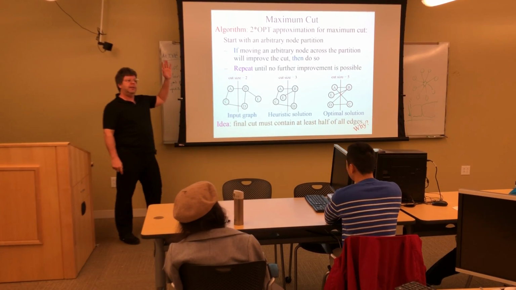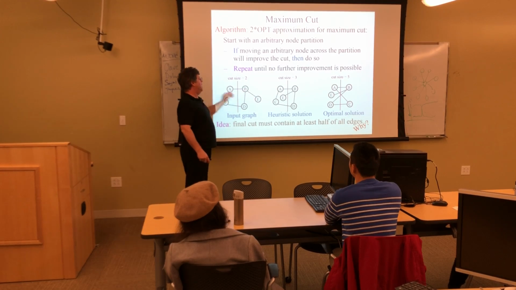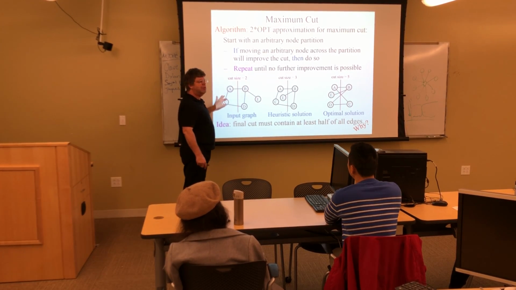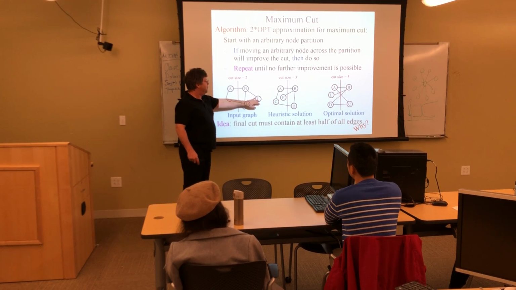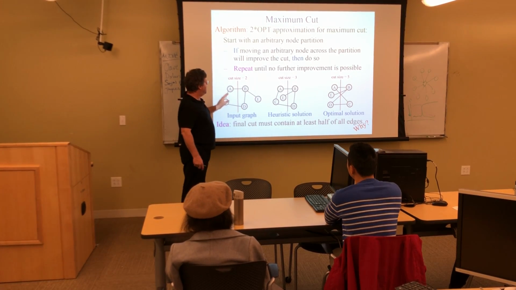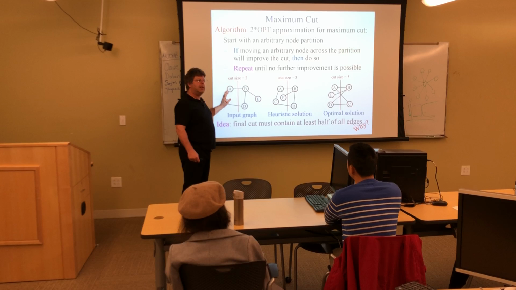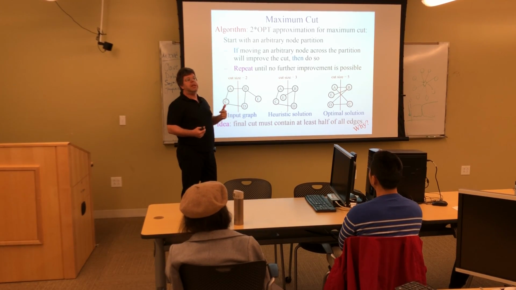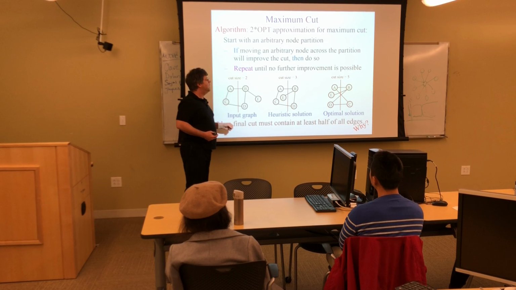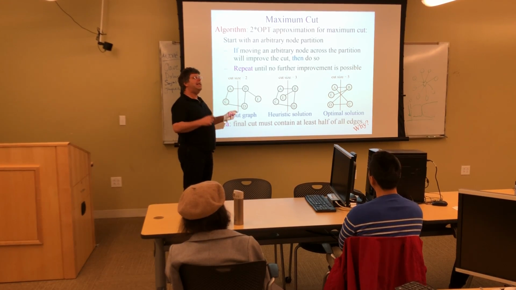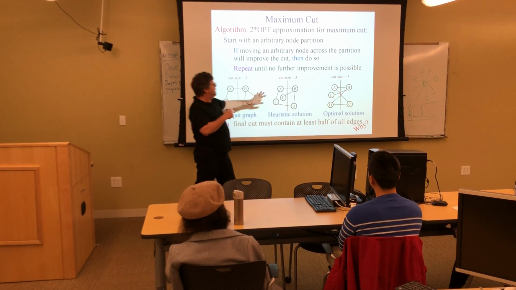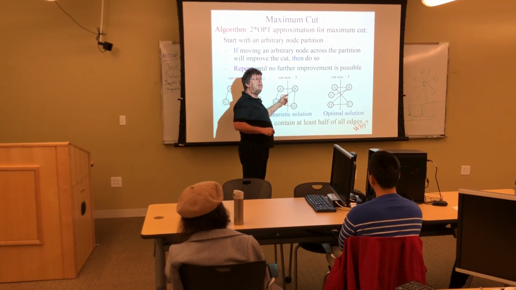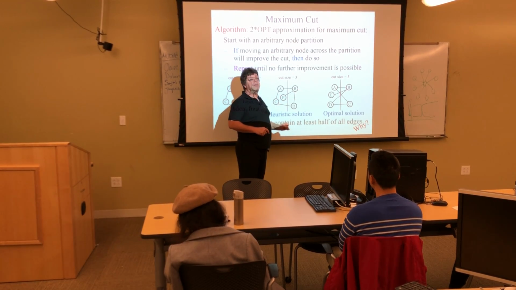How many get that? Because all of its neighbors will become non-neighbors, and all of its neighbors on its side will contribute to the cut, and all the nodes on the other side will subtract from the cut, and so the difference between the two will be the net gain in the size of the cut once you move that node across. So basically, at least when everything is finished and the algorithm ends, for every node, at least half of its neighbors will be on the other side of the cut.